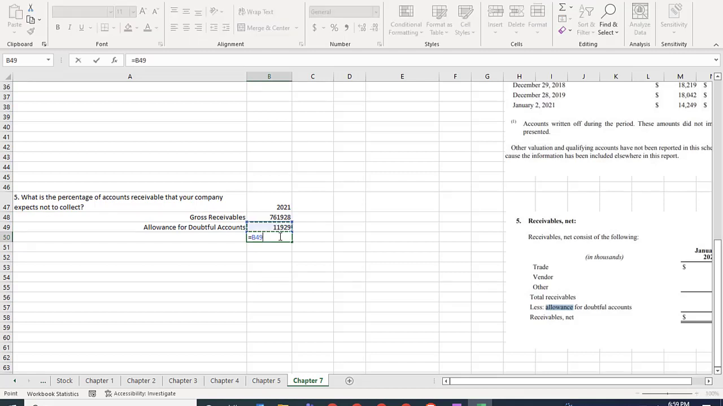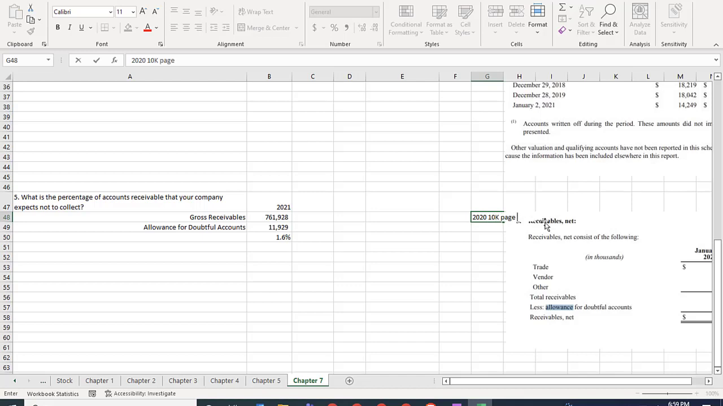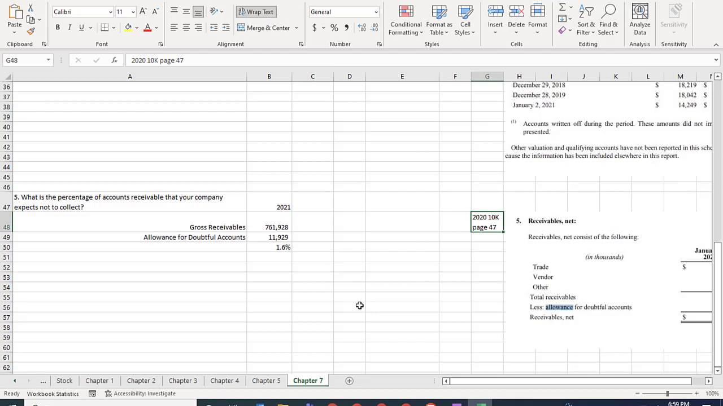I'm going to equal the allowance divided by the gross receivables. And I'm going to format that as a percentage. And you can see 1.6% is what they expect not to collect. I'll go ahead and format that. And I got that from the 2020 10K, page 47. And I'm going to word wrap that. Okay, so I've got that one done. So let's see what else I have to do. Go back to the assignment.